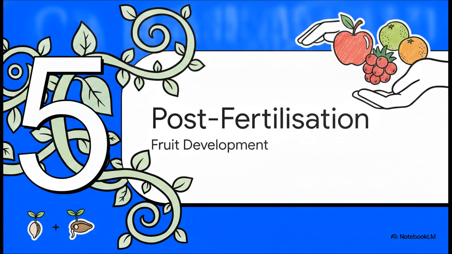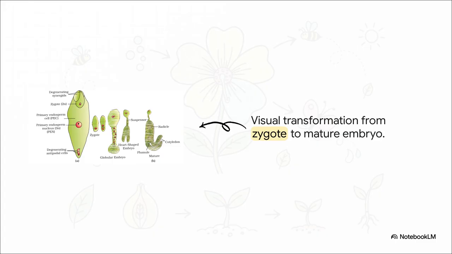And finally, Chapter 5, Post-Fertilization and Fruit Development. Let's look at the results. Right after fertilization happens, that single-celled zygote kicks into overdrive. It rapidly divides and morphs. First, it grows into a round, globular embryo, then it transitions into this really distinct heart shape, before finally developing into a fully mature embryo, complete with cotyledons, which are the seed leaves, and a primary root axis.